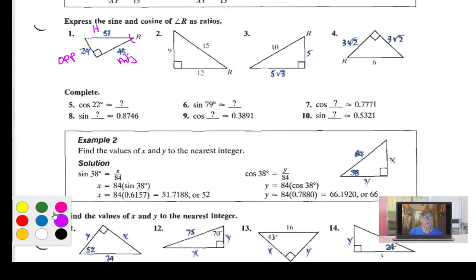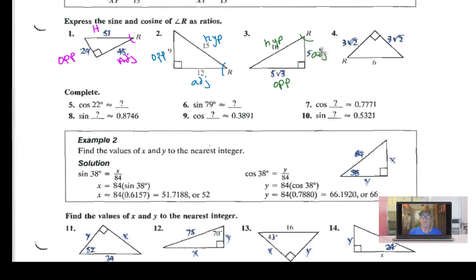Let's go ahead and do the rest of these while we're at it. So over here, here's r. 9 is opposite. 12 is adjacent. 15 is the hypotenuse. Over here's our r. Change colors up. Here's our r. Hypotenuse is the 10, opposite 5 root 3, adjacent 5. And this one over here, here's our r. The hypotenuse is 6, opposite 3 root 2, and adjacent 3 root 2. Where these are both the same, we know it's isosceles, right? We know these are going to be 45s if we need to find the angle.